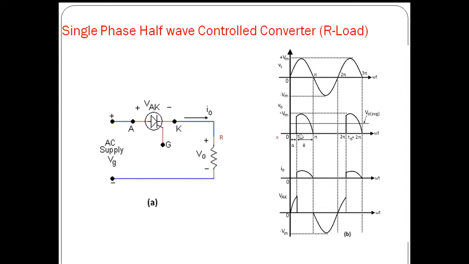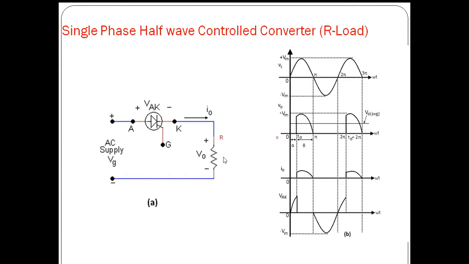So with a certain delay angle, the firing pulse is applied to the SCR. As the SCR is subjected to forward bias and we are applying the firing pulse, the SCR is in conduction. Whenever the SCR is in conduction, it acts like a short circuit. So current will be flowing in this closed path.